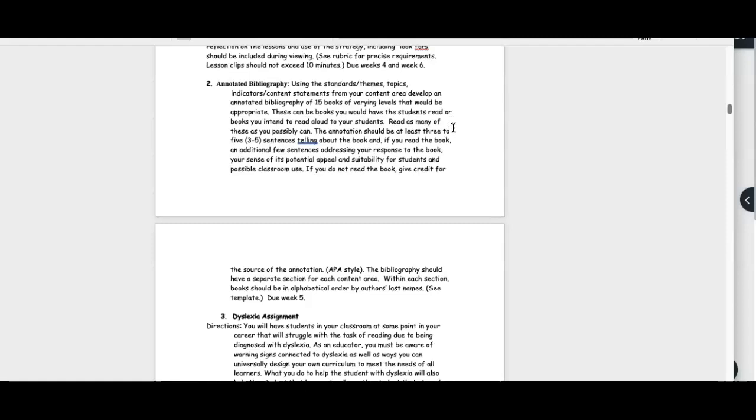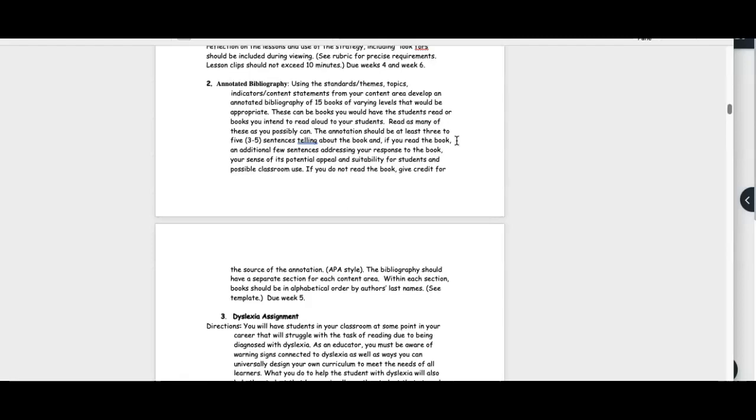The annotation should be at least 3 to 5 sentences telling about the book, and if you read the book, an additional few sentences addressing your response to the book, your sense of its potential and appeal and suitability for students and classroom use. If you did not read the book, you need to give credit for the source of the annotation. And remember, everything that you write is APA 7 style.